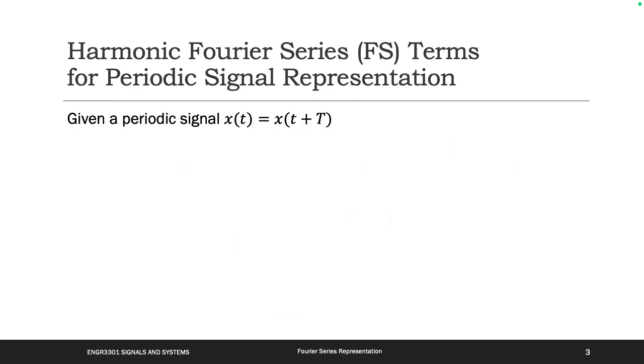If we have a periodic signal like x(t) equals x(t plus capital T), this is the general definition for a periodic signal. Am I right? If you have a signal x(t), and x(t) equals x(t plus T), then this must be a periodic signal. That makes sense to you? And what's the period? Yeah, capital T. And what's the fundamental frequency? Yeah, 2 pi over T.